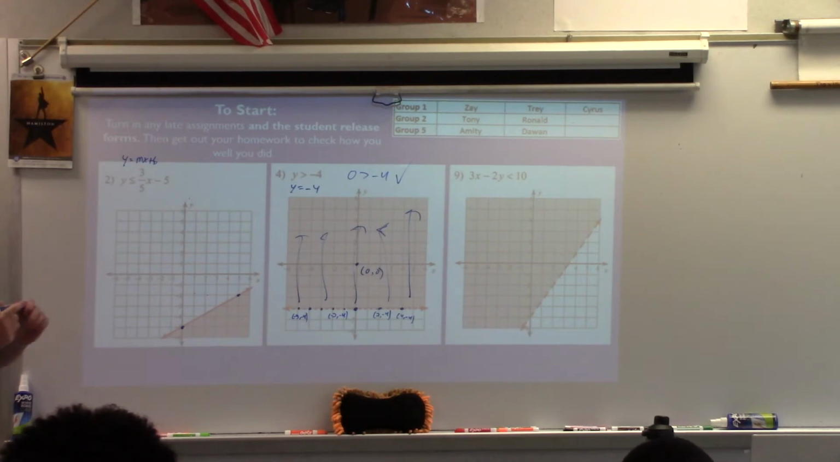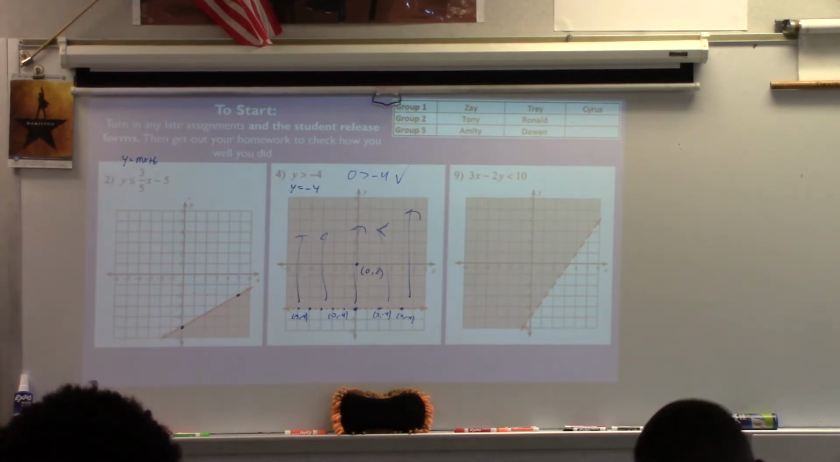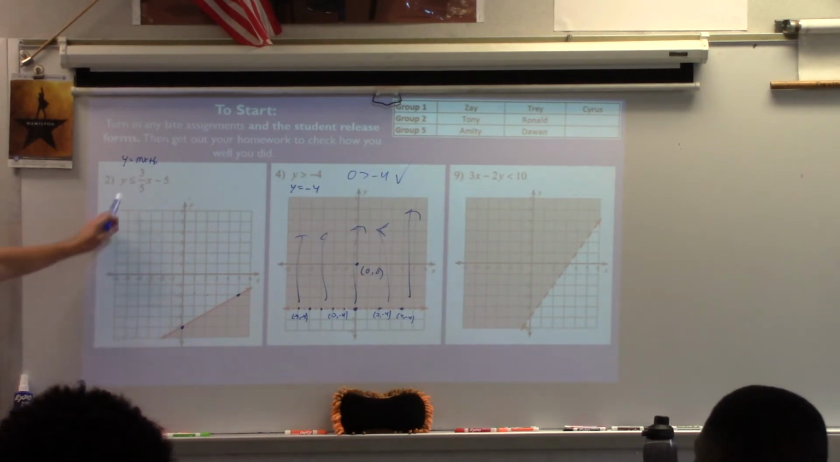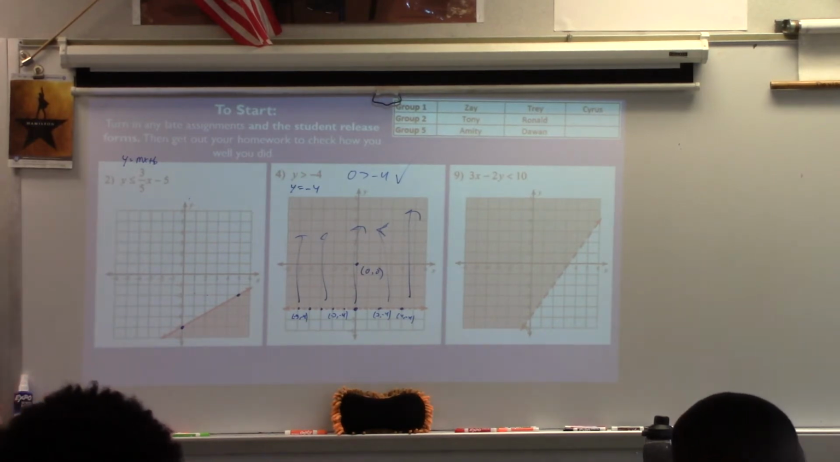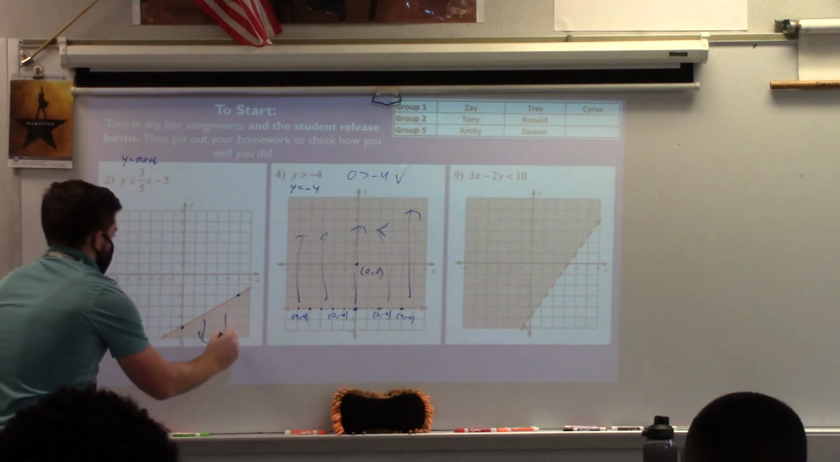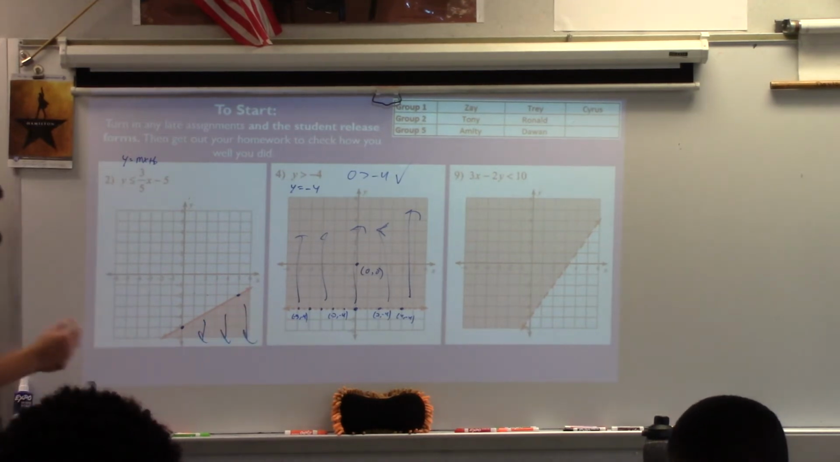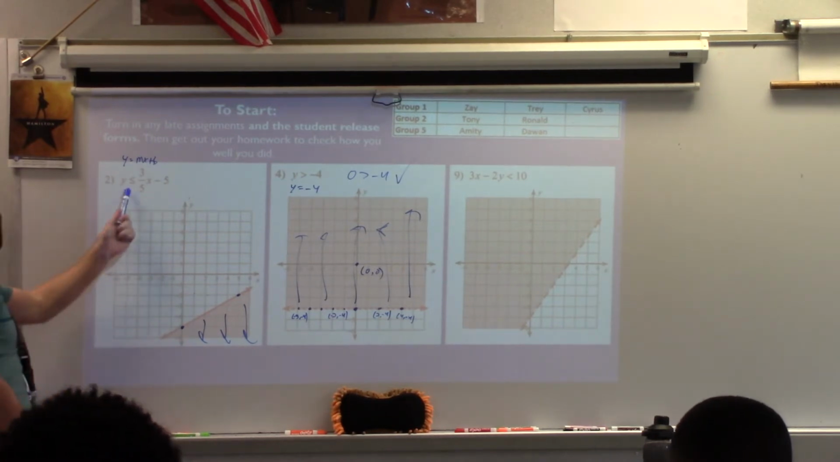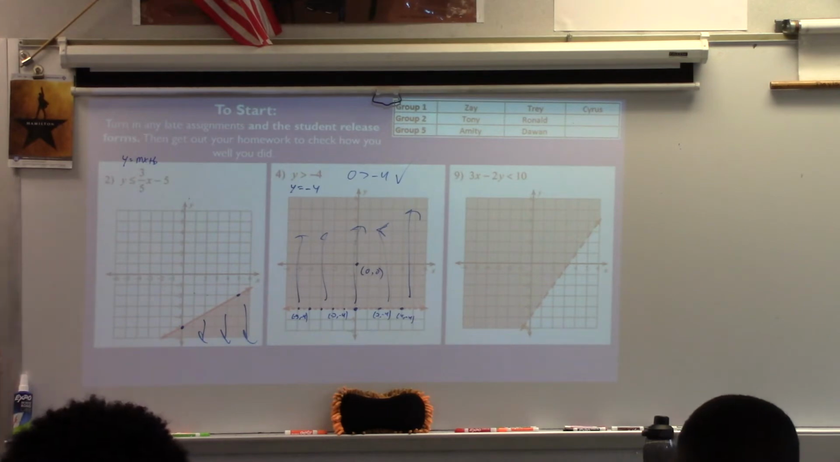So then you make your boundary line, but why is this boundary line solid instead of dashed? Because it will be equal to. It's going to be equal to, it's less than or equal to, right? So then why did we shade downwards, or below the boundary line? Because they would make it true. It would make it true, right? Because it's less than or equal to, okay?